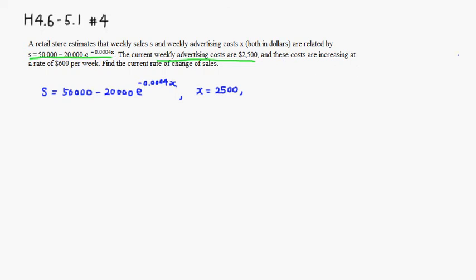Then these costs are increasing at the rate of $600 per week. So we're talking about dx over dt, which is equal to 600. Then we're looking for the current rate of change of the sales, so we're looking for ds over dt. This is what we're looking for. So let's do that.